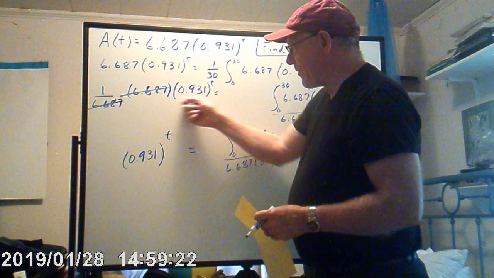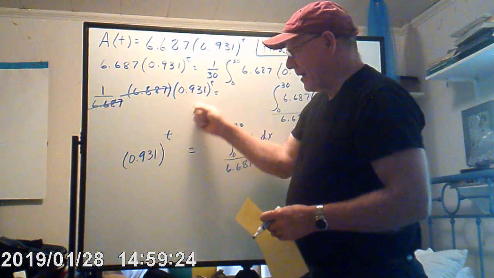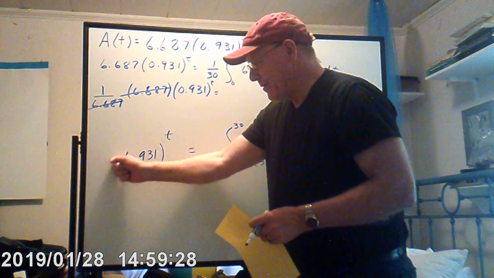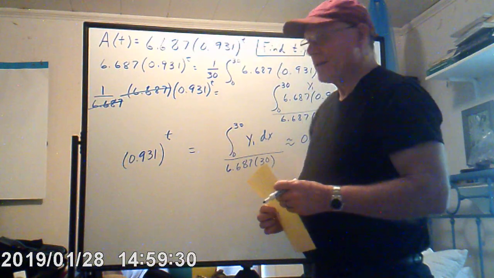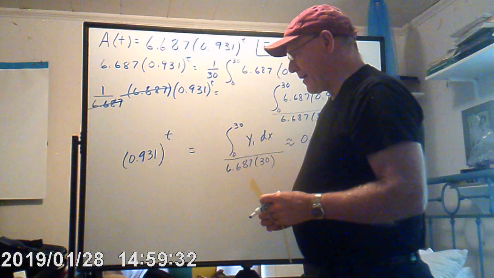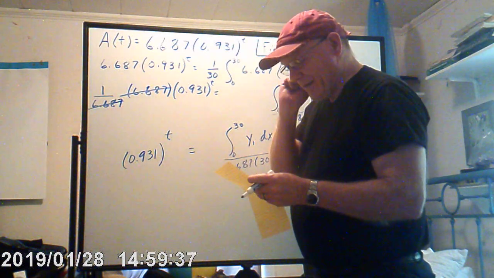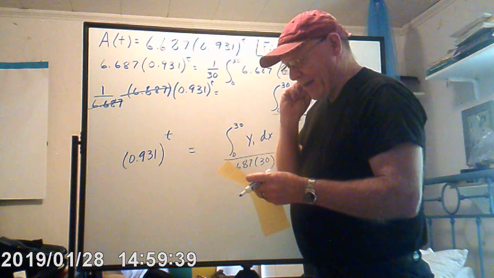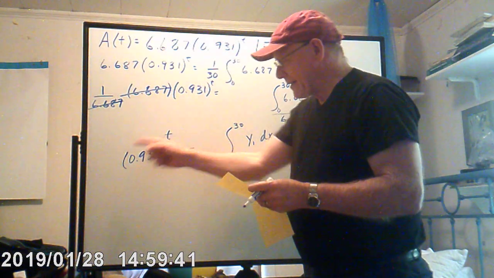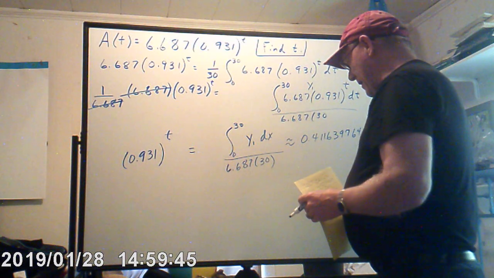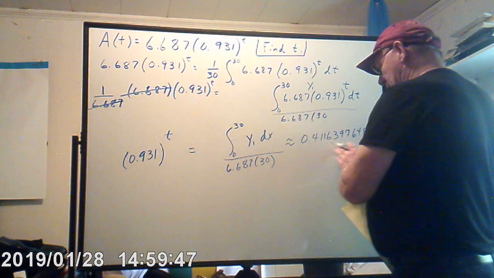I knew that if I could get this alone, I could get t by itself by doing this ln here. Okay, and then I could introduce, once I get that down, I'm good with that now, and I can get that t by itself. So that's this number here.